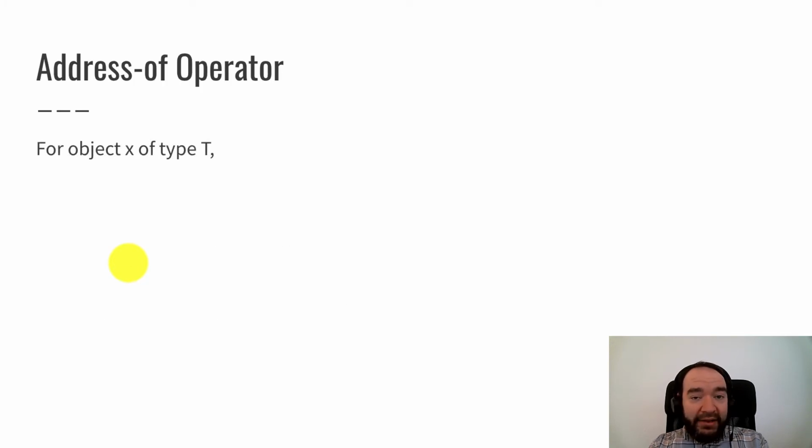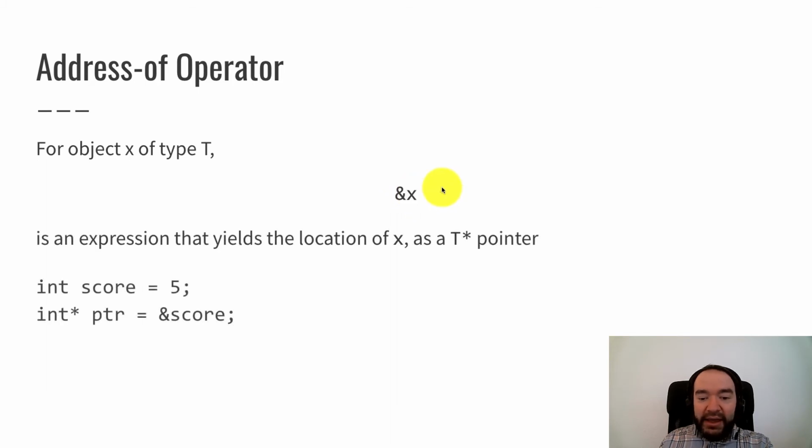So how do we get valid pointers? We get them with the address of operator, which is written with an ampersand. So if x is an object and capital T is the type of x, then ampersand x is an expression that gives you the location of x, or a pointer to x.